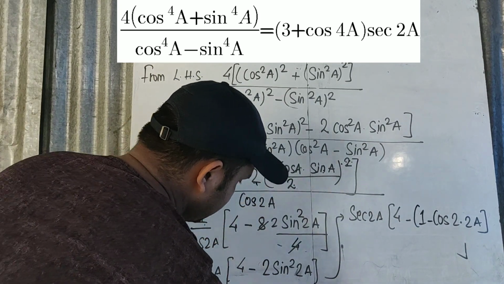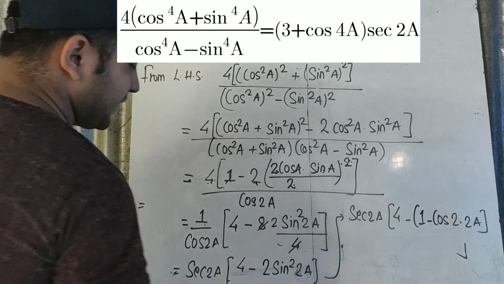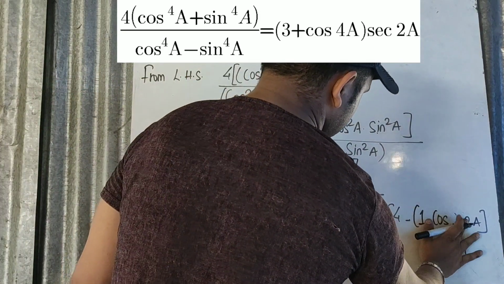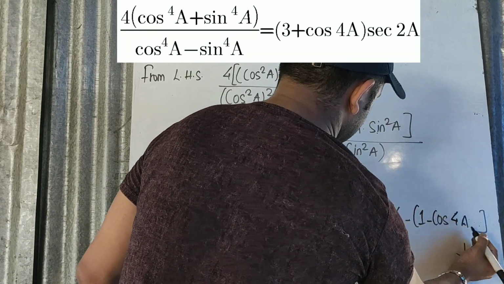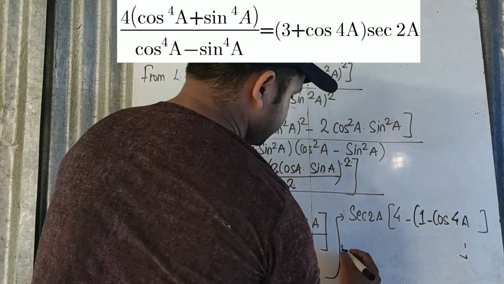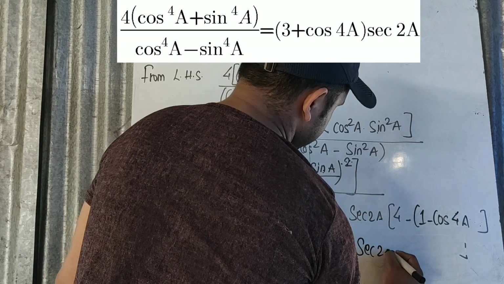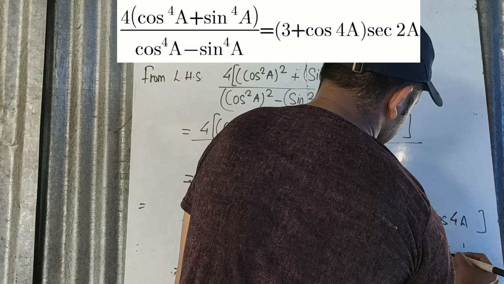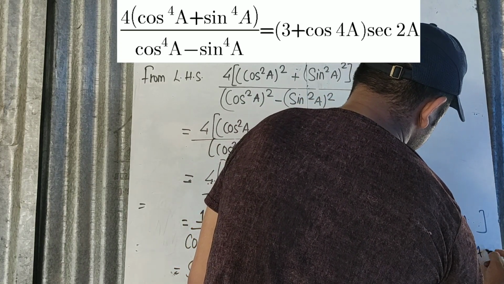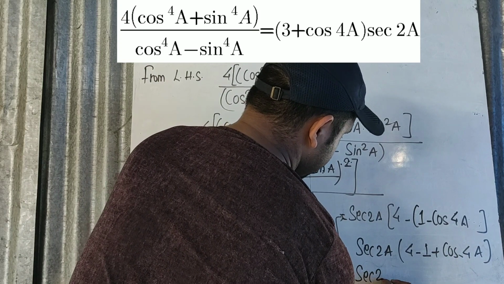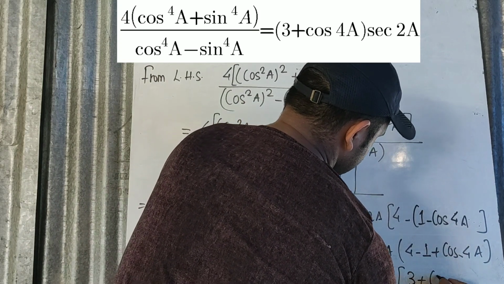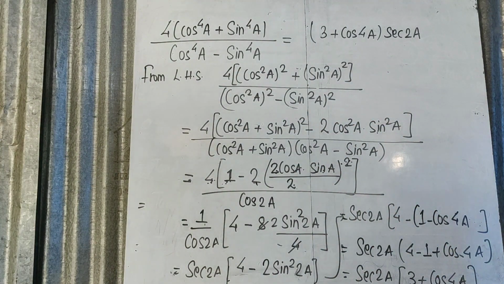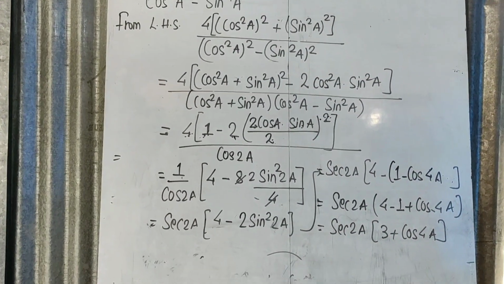So if here is theta, here is 2 theta. So if there is 2a, here will be 2 into 2, 4a. You can simply write here 4a directly. Now we are very close to our solution. You have sec 2a, 4 minus 1 minus into minus gives you plus cos 4a. So finally you have sec 2a, 4 minus 1, 3 plus cos 4a as your solution.